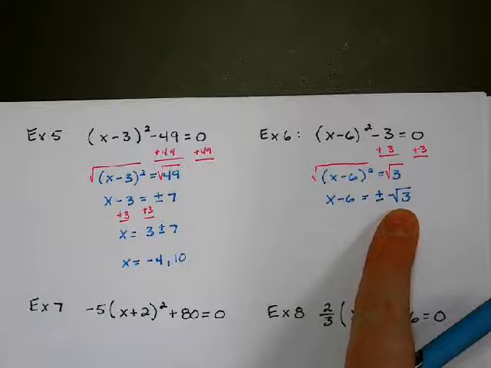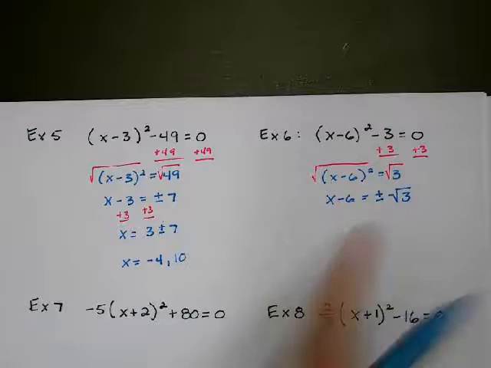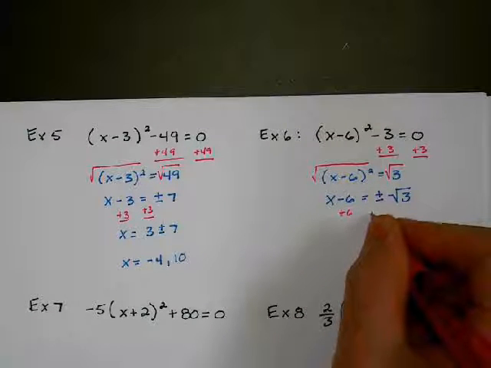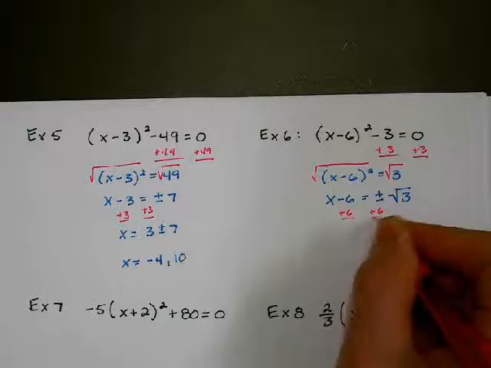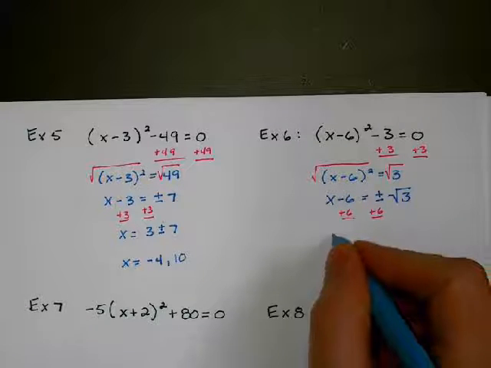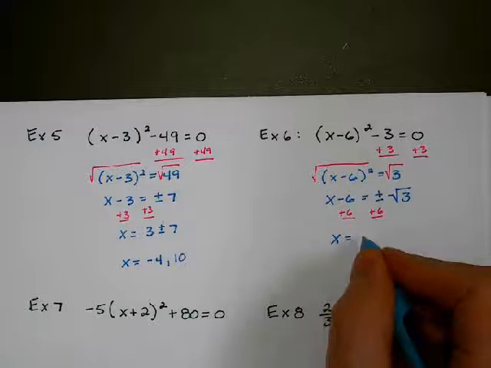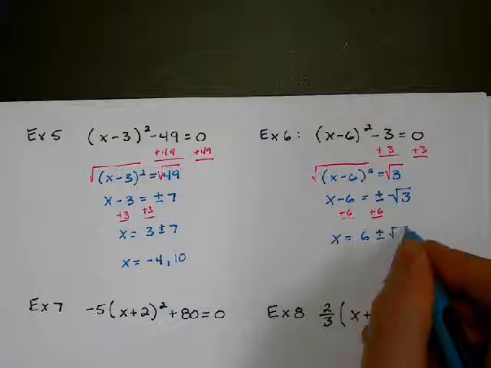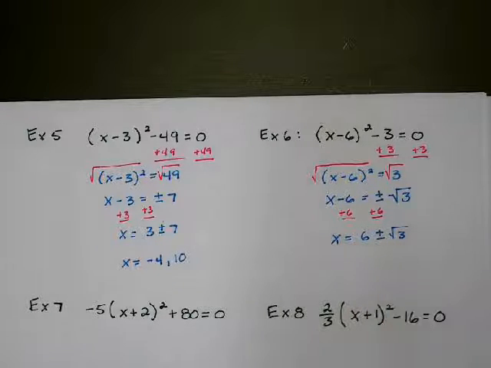We still have one more step, add 6 to both sides. So I'm going to add 6 to this side. I'm going to add 6 to this side. So that gives me an answer of x equals 6 plus or minus root 3. Now, root 3, I cannot write the number down. It goes forever. So I could write it down, but I'd have to round it. I can't write the exact number down. So in situations like this, I'm going to leave my answer here.